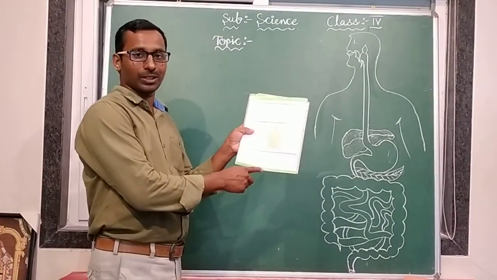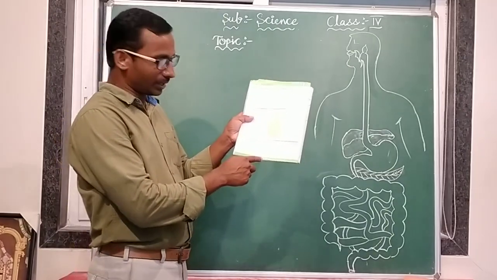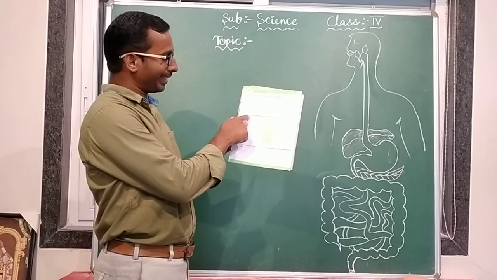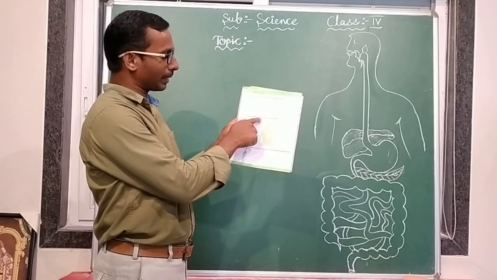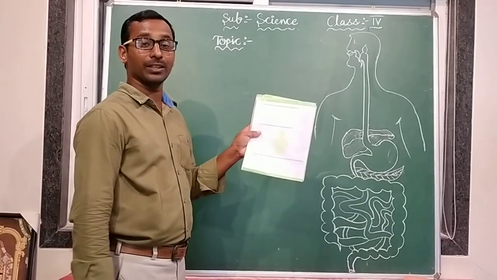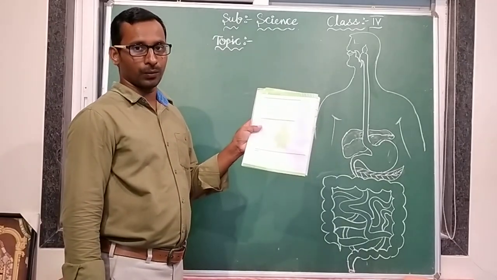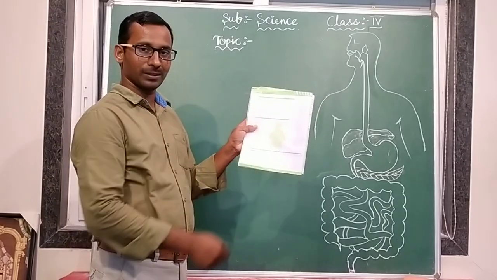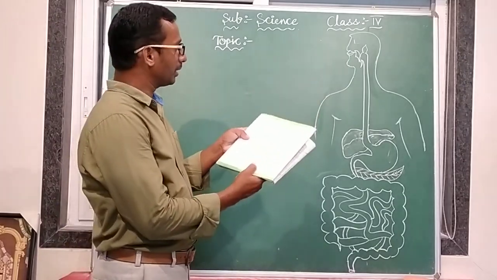Are you seeing this worksheet book? Open the worksheet and see this. Page number 6, fourth question: draw a neatly labeled diagram of the human digestive system. I gave you this as homework. Did you draw it? Everything? See how we draw.